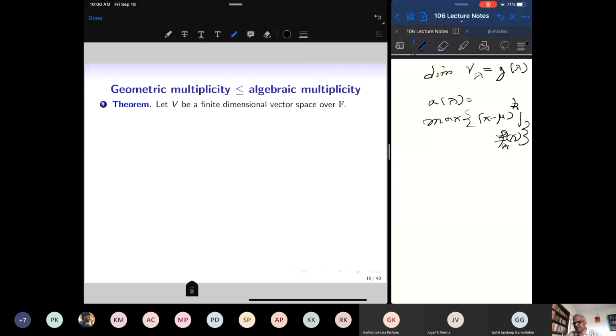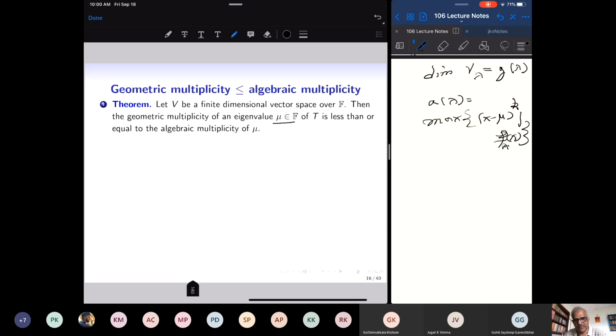Criterion. Let's first notice that geometric multiplicity is at most the algebraic multiplicity. So if mu is the characteristic value or the eigenvalue of a given linear transformation or a matrix, then mu's algebraic multiplicity is always bounded below by the geometric multiplicity, which is the dimension of the eigenspace. So suppose V is a finite dimensional vector space, then the geometric multiplicity of an eigenvalue of T is less than or equal to algebraic multiplicity.